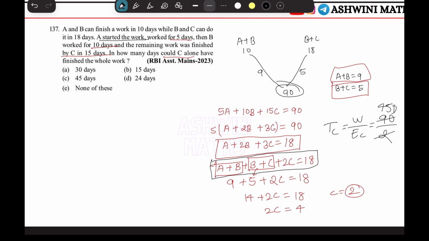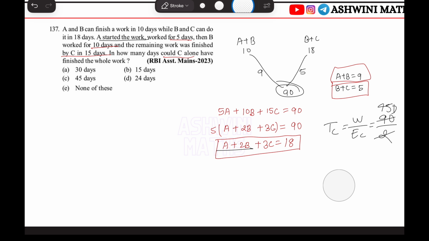But somehow in case it did not strike your mind, then in that situation you can also do this, like this is the answer. You can also do this in the following way. I'm just erasing this one.